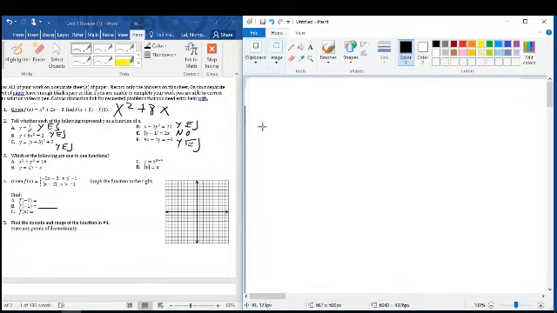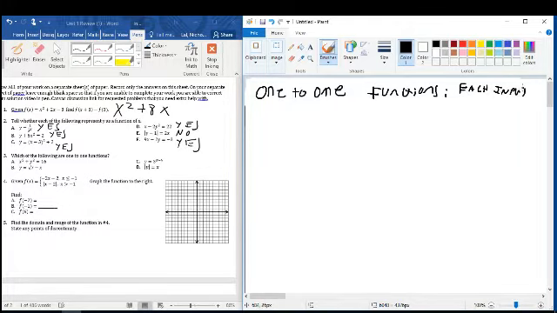All right, so which of the following are one-to-one functions? So remember, as a reminder, with one-to-one functions, each input has one and only one corresponding output.